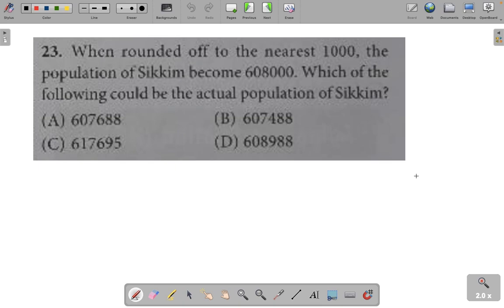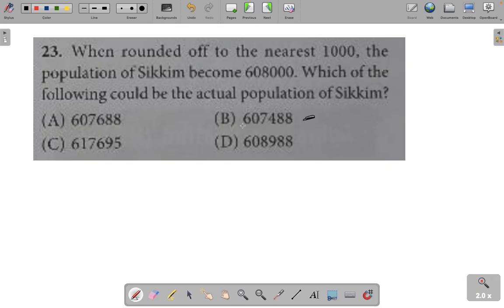It will be a number smaller than 608400. So you have to find out which of these, when rounded off, gives this answer. So the answer automatically becomes B. Sir, answer is B. Okay.